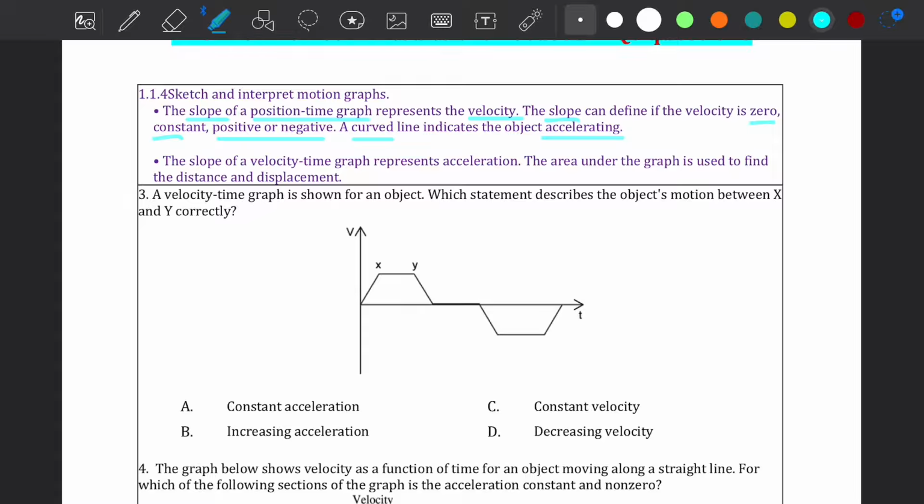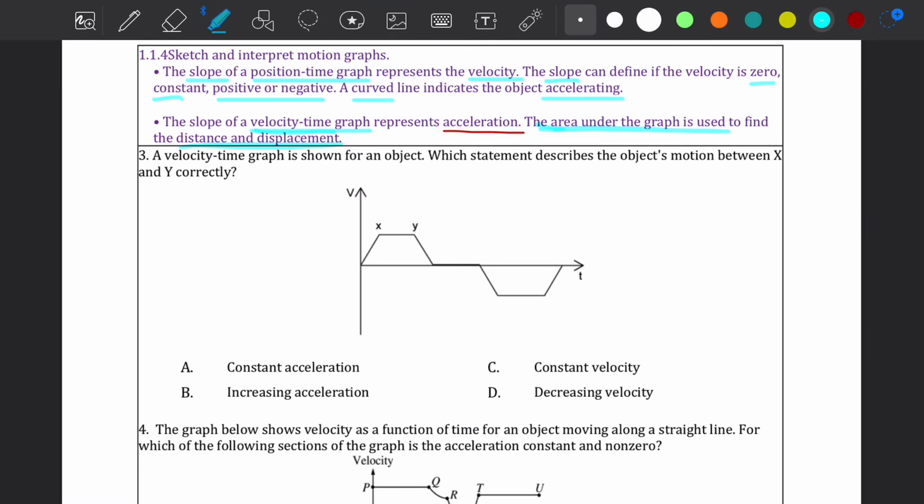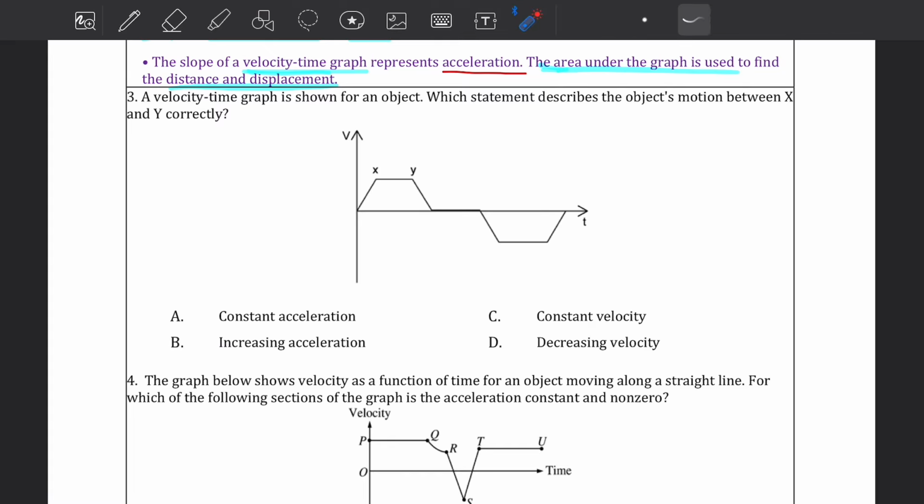If you have a velocity time graph, so we can have two types of graph. We can have position time graph, we can have velocity time graph. The slope of a velocity time graph represents acceleration. The area under velocity time graph is used for finding distance and displacement. So you need to remember all of these. Let's look at the first problem.